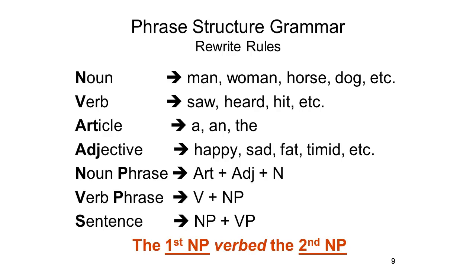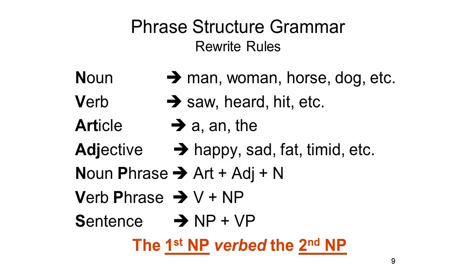A noun can be rewritten as man, woman, horse, dog, or whatever. Verb can be rewritten as saw, heard, hit, and so forth. Article can be rewritten as a, and the. That's a closed class morpheme. Adjective can be rewritten as happy, sad, fat, timid, and so on.